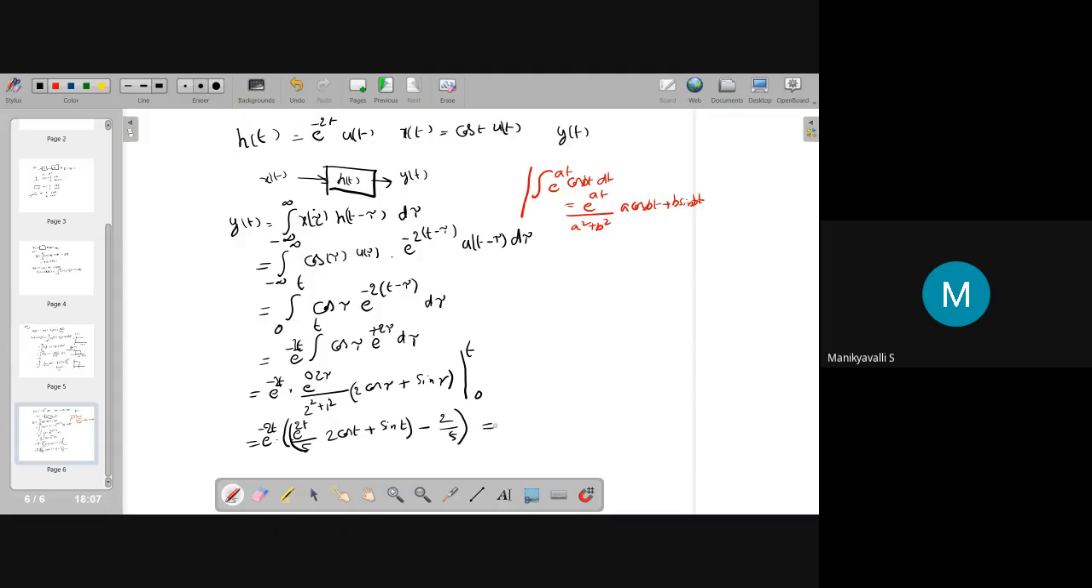So that means you will have the solution is 1 by 5 into 2 cos t plus sin t minus 2 into e to the power of minus 2t by 5. Fine?